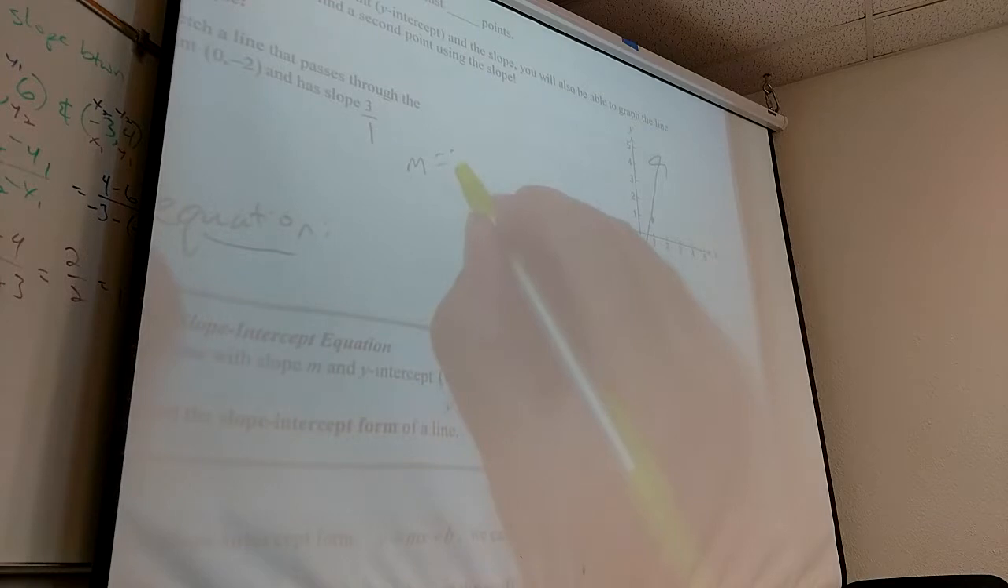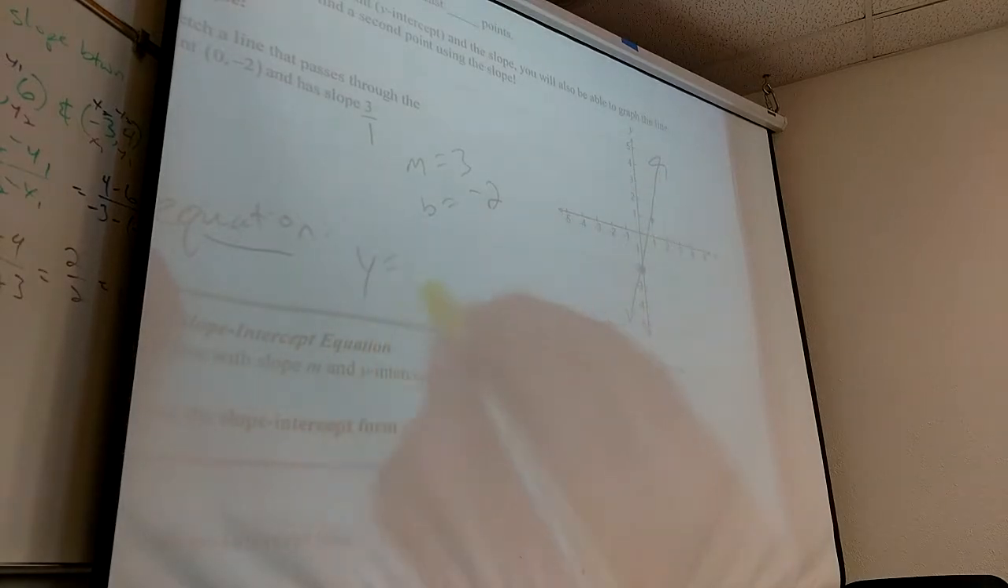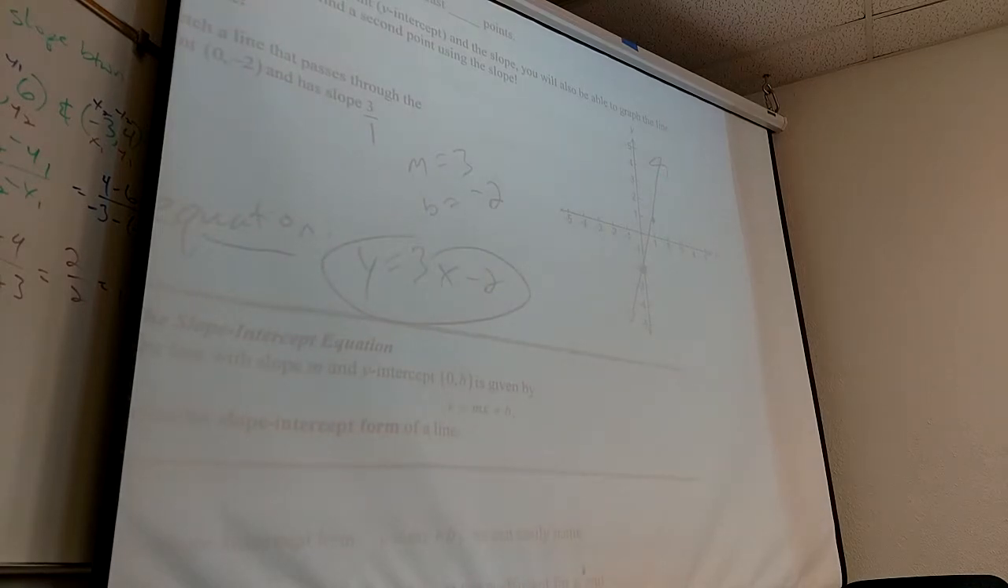M is what? 3. B is -2. So yeah, it would be what? 3x minus 2. If you know the slope and the y-intercept, you know the equation.